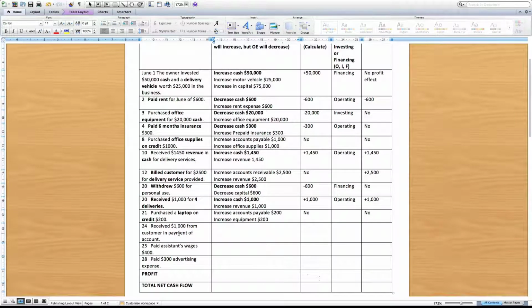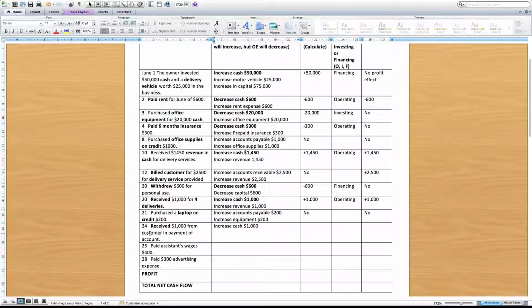On the 24th of June, we received $1,000 from a customer in payment of account. So again, we see that word received, we've got $1,000 straight after it. That means we're receiving cash, so we can increase cash, $1,000.